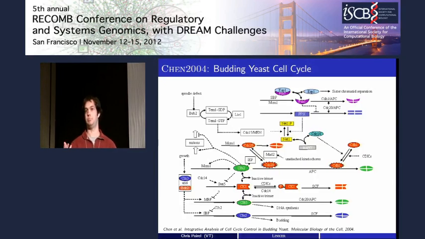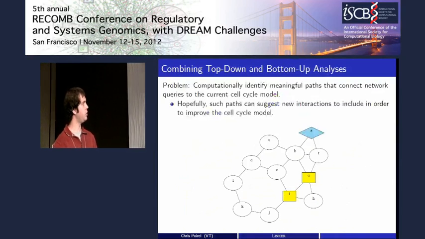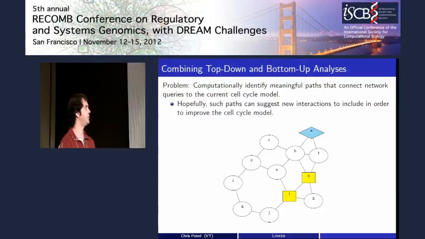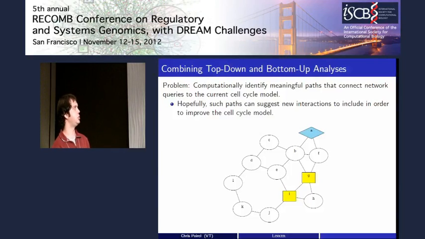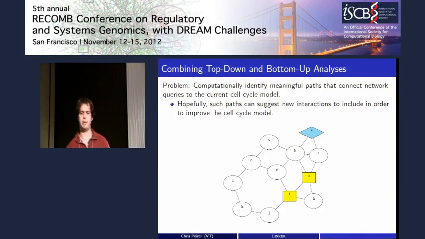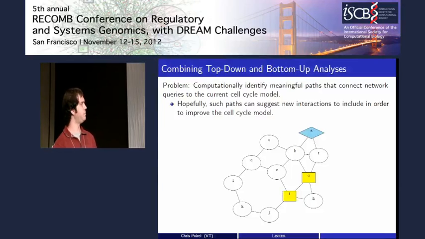to finish and publication. So in this work, we think that using large yeast interactomes, protein interaction networks, we can computationally identify potential meaningful paths that will connect some of these query proteins to the known proteins in this yeast cell cycle model. And hopefully these paths can suggest extensions and improve the efficacy of these models. So here, just as a cartoon, I've got this network that represents the protein interaction network.